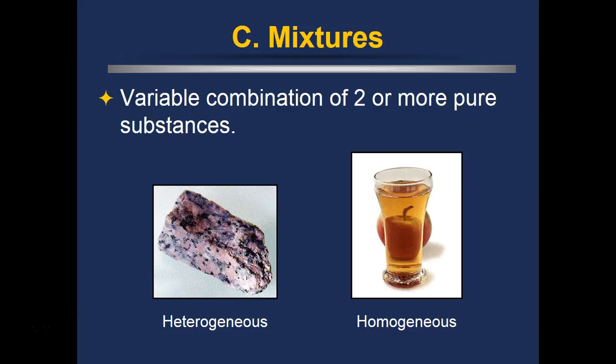So we've talked about pure substances. Those would be elements or compounds. Now let's look at mixtures in more detail. Mixtures are a variable combination of two or more pure substances. They can be either heterogeneous or homogeneous.